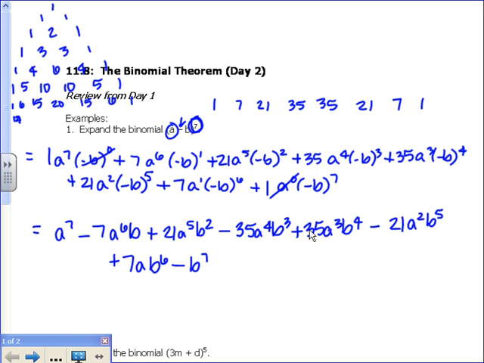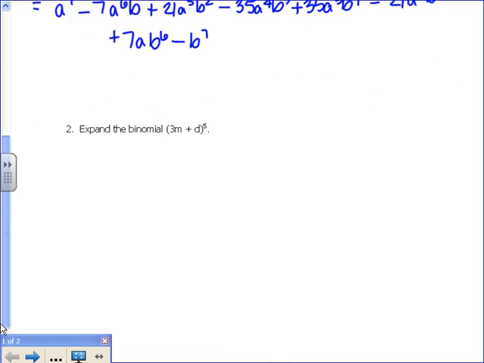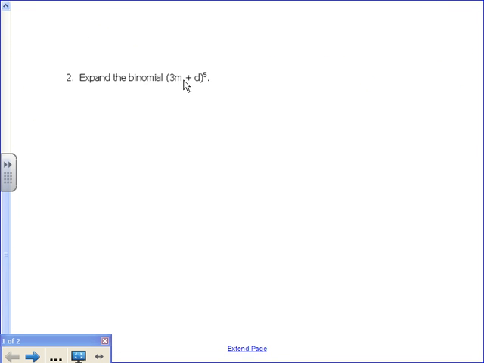Odd, negative, positive, positive, odd, negative, even, positive. Okay, kind of another trick to remember in order to just double check to make sure that these are right. Okay, let's take a look at one more and then we're going to go on to new stuff on the back side.